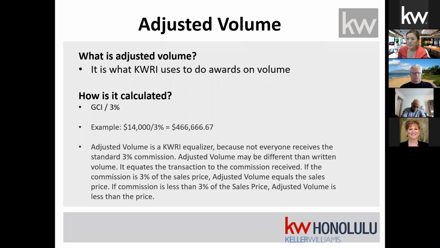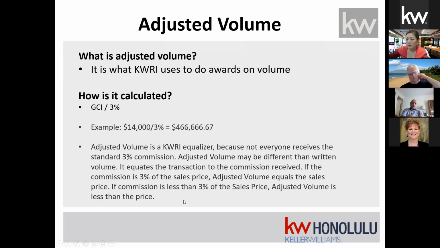But if the commission percentage is less than 3% of the sales price, then your adjusted volume is always going to be less than the price. And it's only for KWRI awards purposes. It's not something that counts towards RAM or MLS or High Central. It's just for KWRI awards purposes.